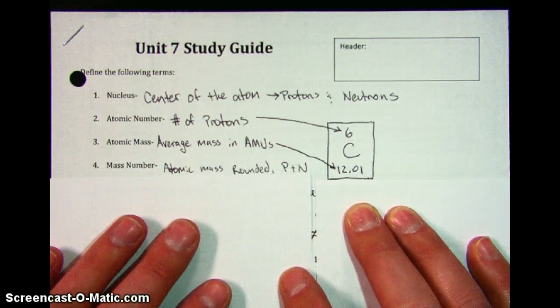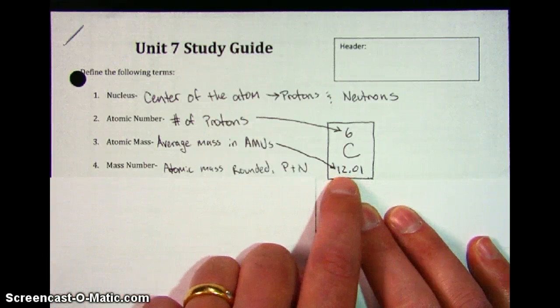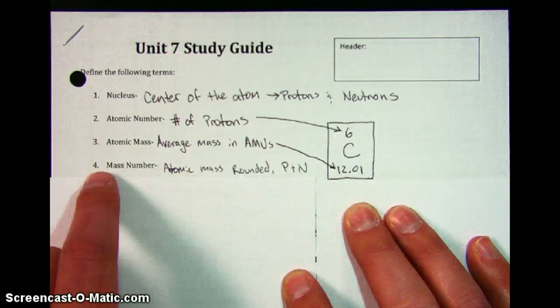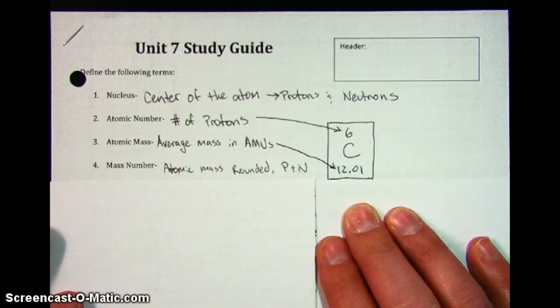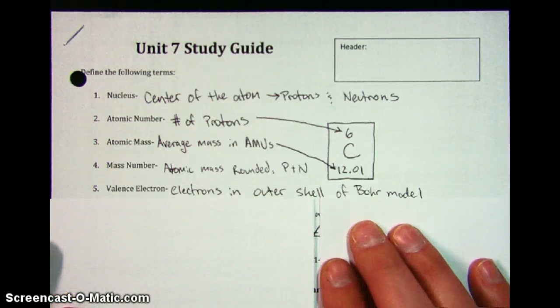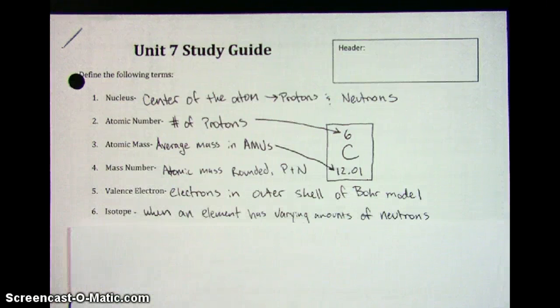Mass number is when you round the atomic mass. So this number for carbon rounds to 12. That means that the mass number is 12, which represents the protons plus neutrons. The next one, valence electrons. Valence electrons are the electrons in the outer shell, if you're looking at a Bohr model.